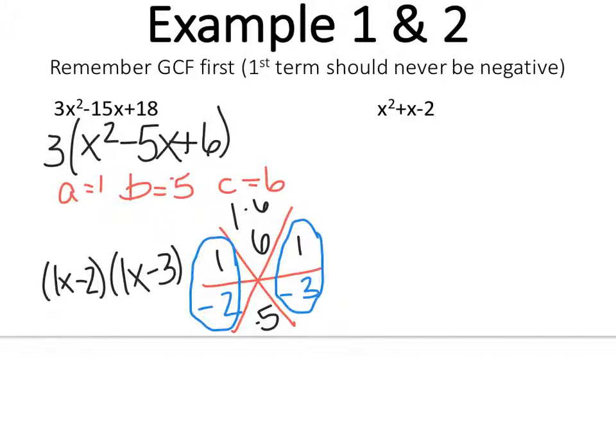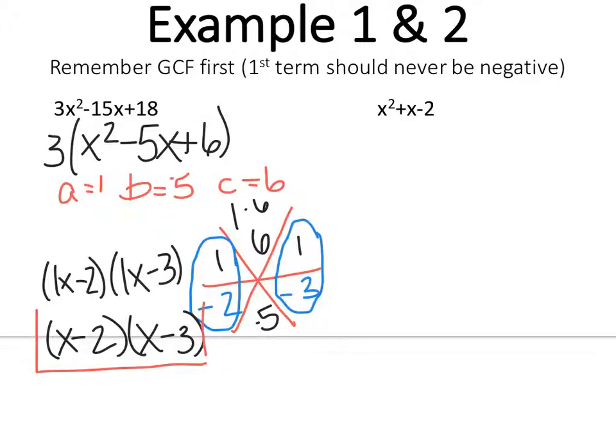So this is our answer. We could also just write it as x minus 2 and x minus 3. Remember that 1 isn't needed. So this is all we're doing. Once we get to this step, we have our answer. However, one thing I did forget that you need to have down here is we pulled out a GCF of 3 at the beginning, so that does need to be in our answer at the end. So if you pull out a GCF, that needs to be a part of our answer at the bottom of the problem.